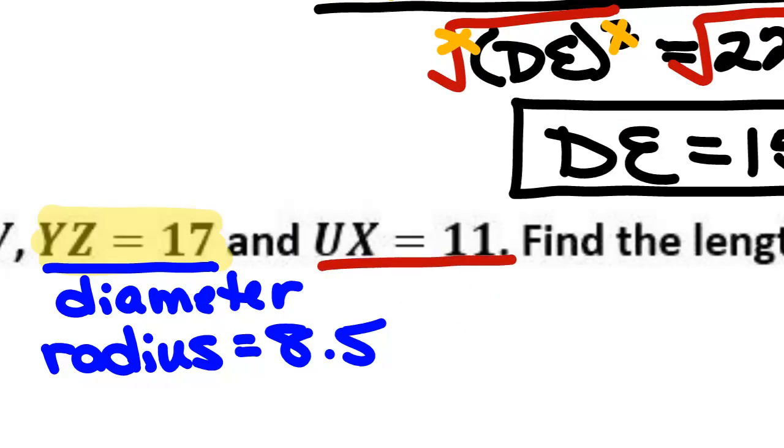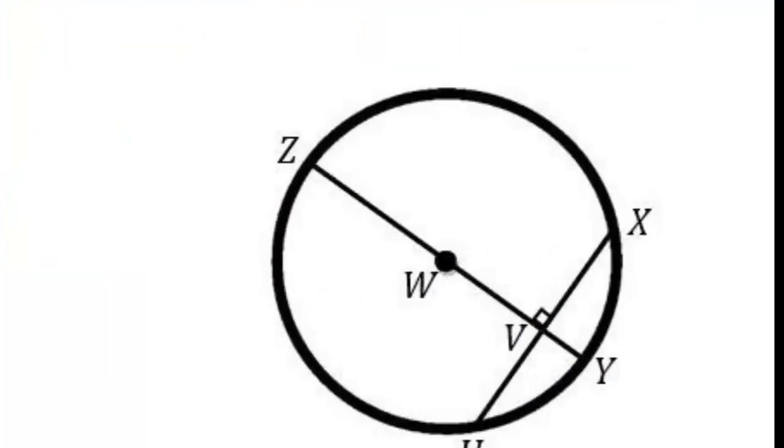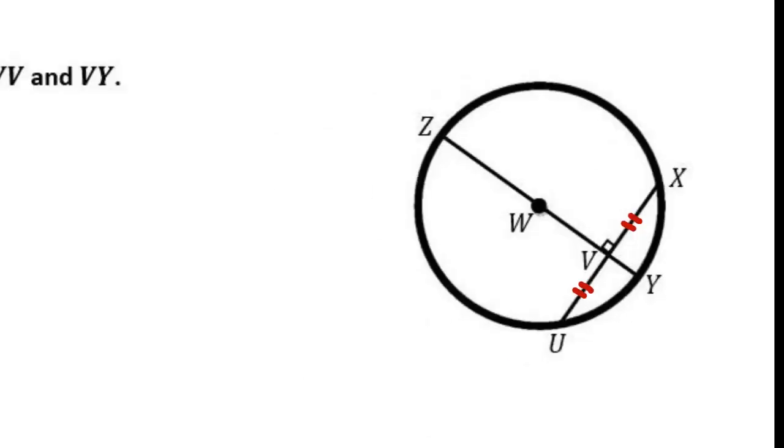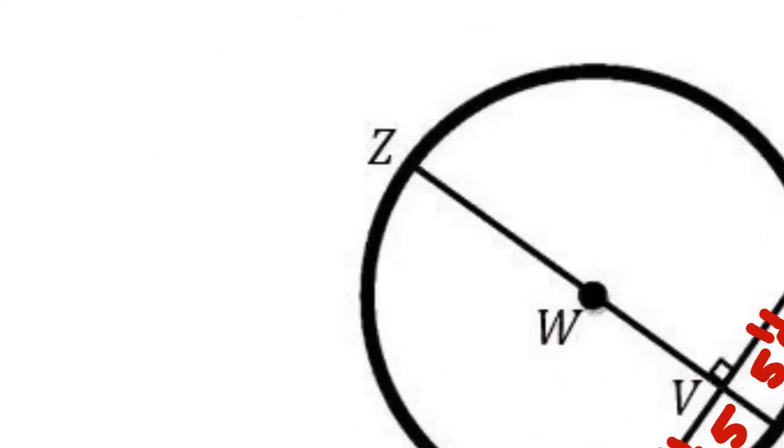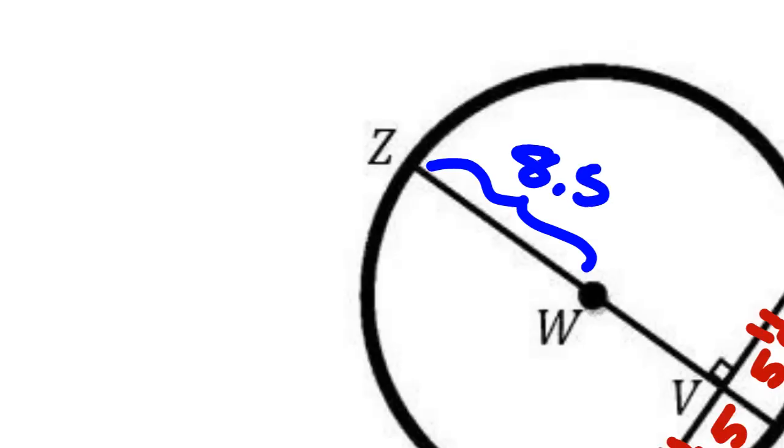And then it says UX is 11. What part of the circle is UX? It's a chord. What is the diameter doing to that chord? It's bisecting it. So each section there is half of 11. What's half of 11? 5.5. We know the radius is 8.5. What do they want me to find here?